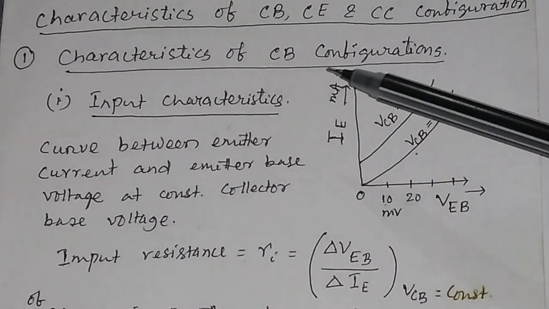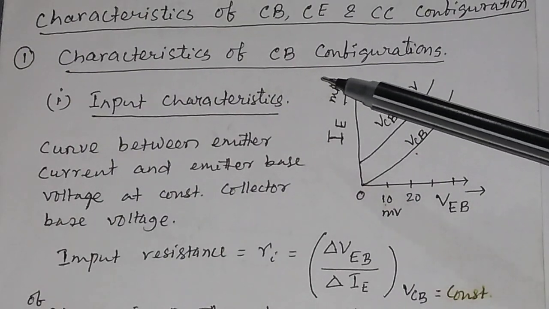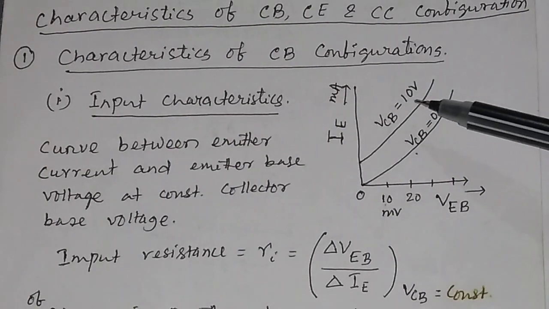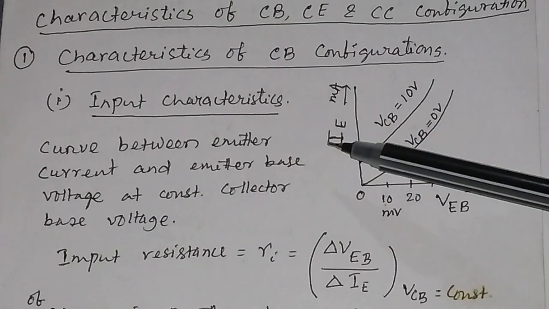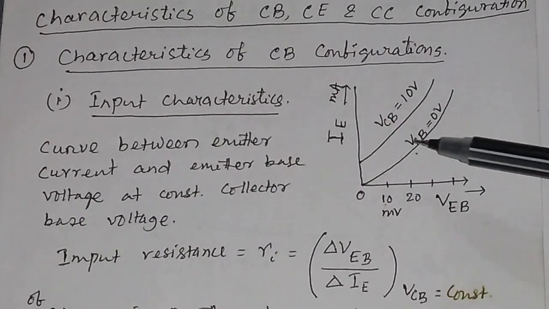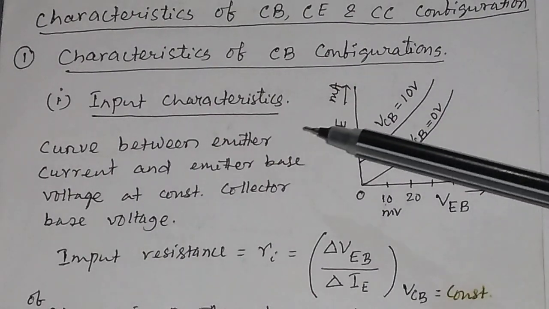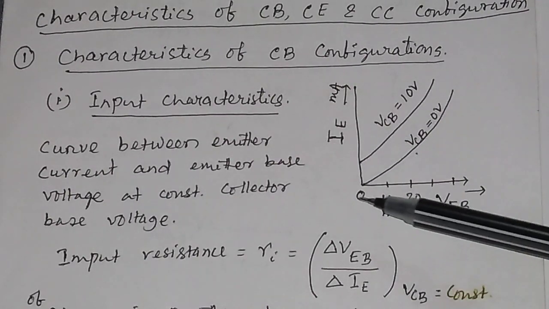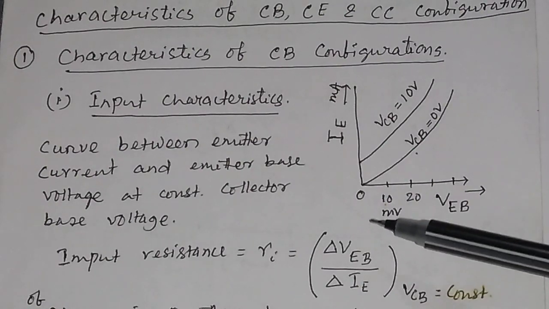First, let us discuss the characteristics of a transistor in common base configuration. In common base configuration, the base is common to the input and the base is also common to the output. That is, the base is connected to the emitter in the input and the base is connected to the collector in the output.